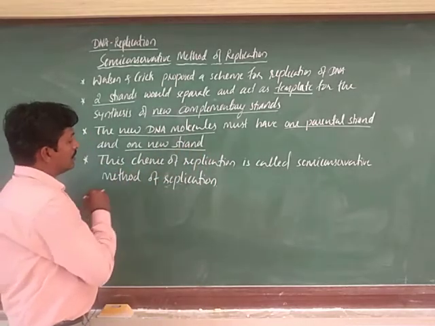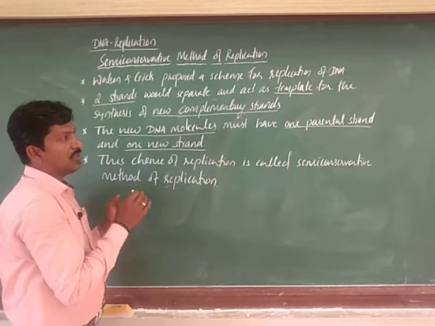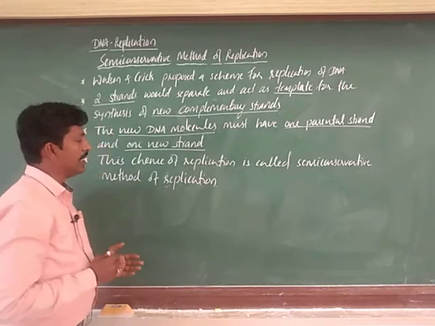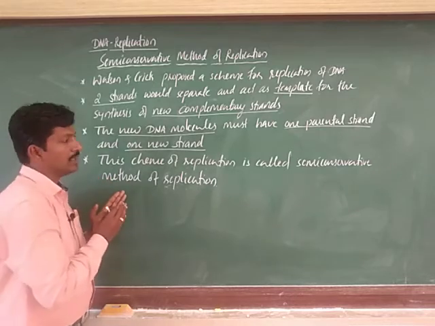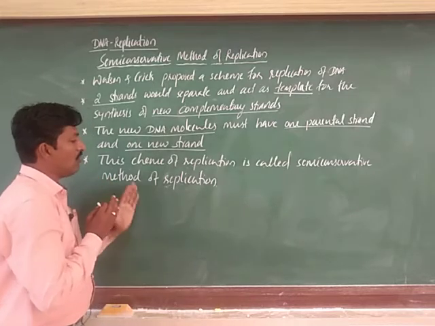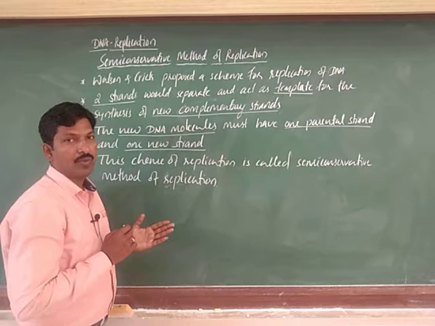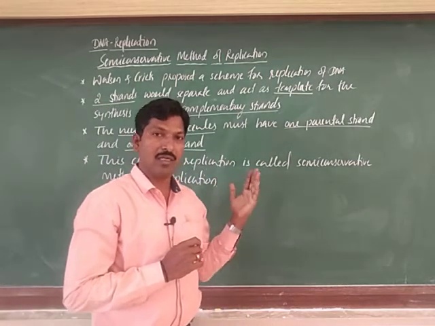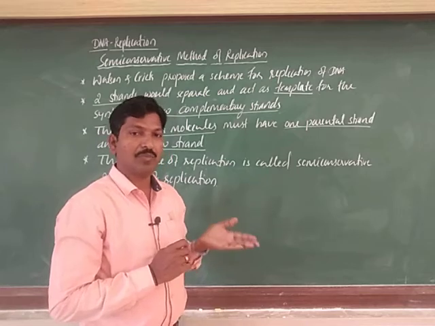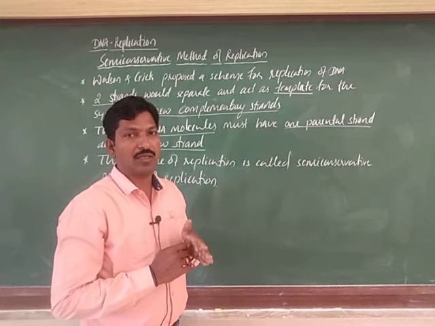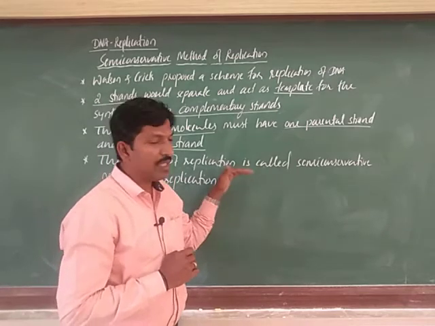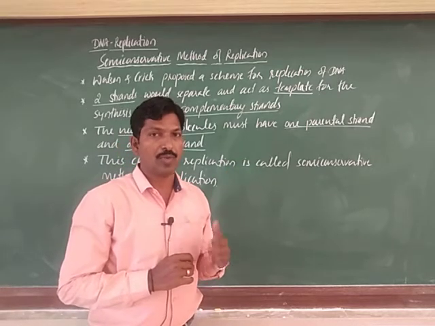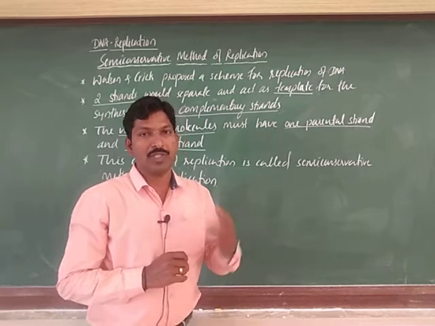Due to the presence of one strand from the parent and one newly synthesized strand, we call it the semi-conservative method of replication. 50% is from the parent, the parental template strand, and the other 50% is the complementary strand, newly formed in the process of replication. The mechanism we will discuss later.